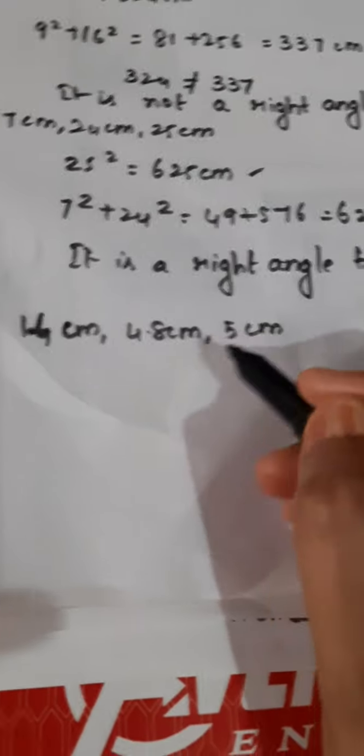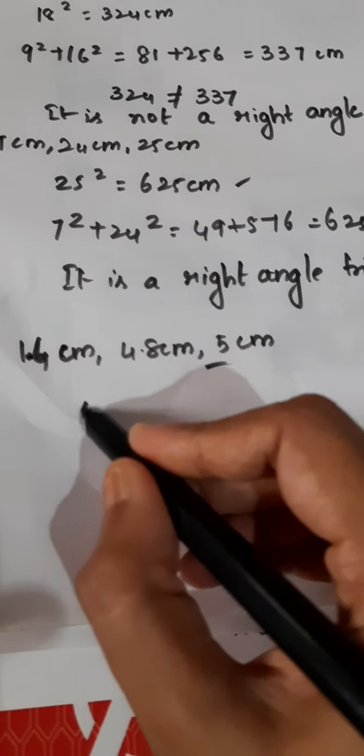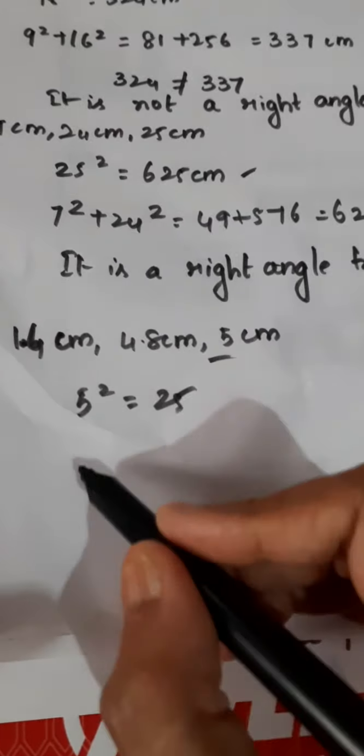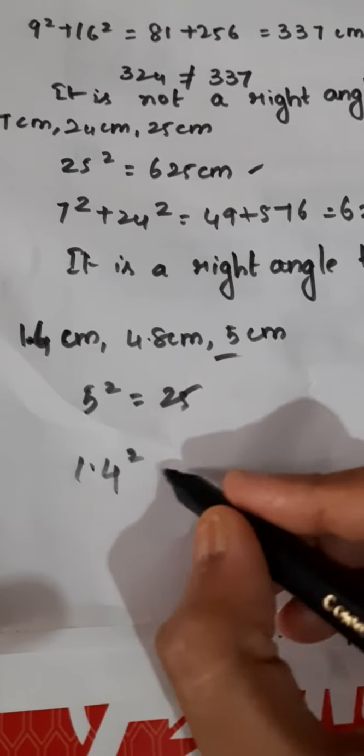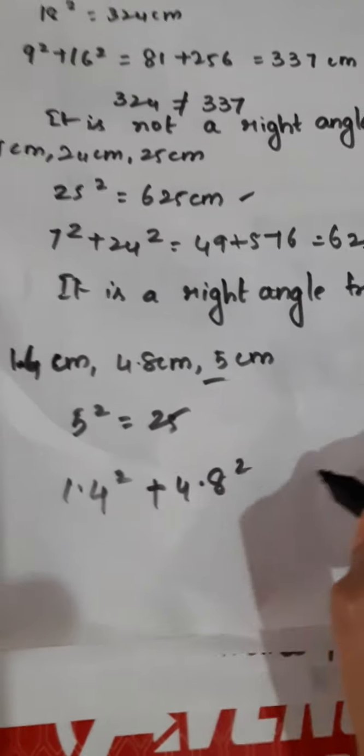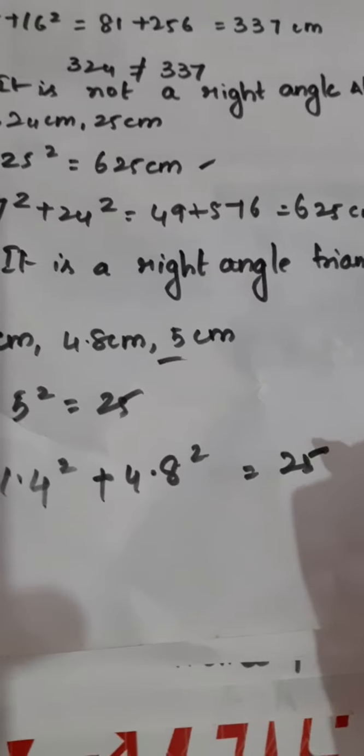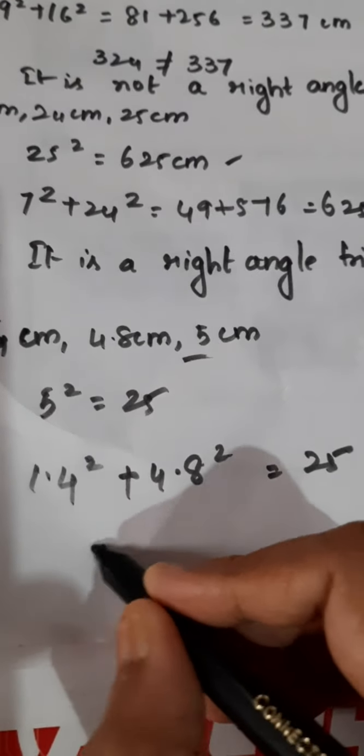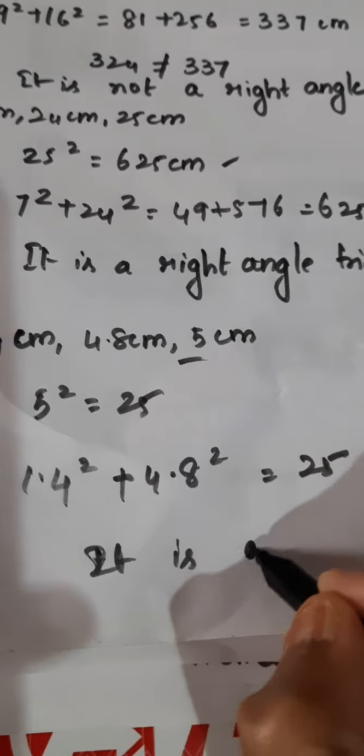Next, the third question is 1.4 centimeter, 4.8 and 5. Here the longest side is 5. So 5 square is 25. The other two sides, square and sum up. So we should see, yes, it's also 25. So this is a right angle triangle as it proves the Pythagoras theorem.